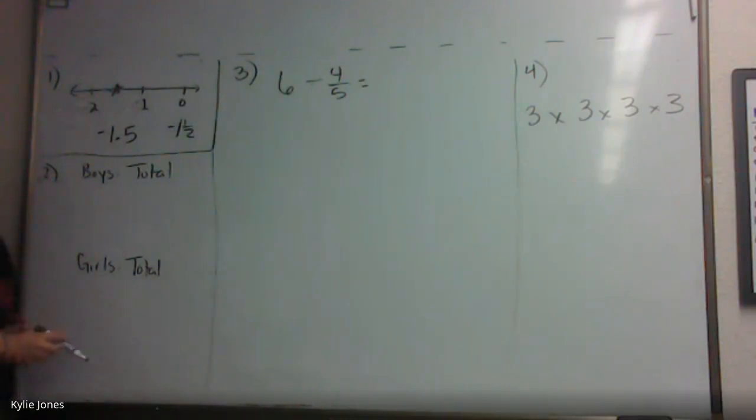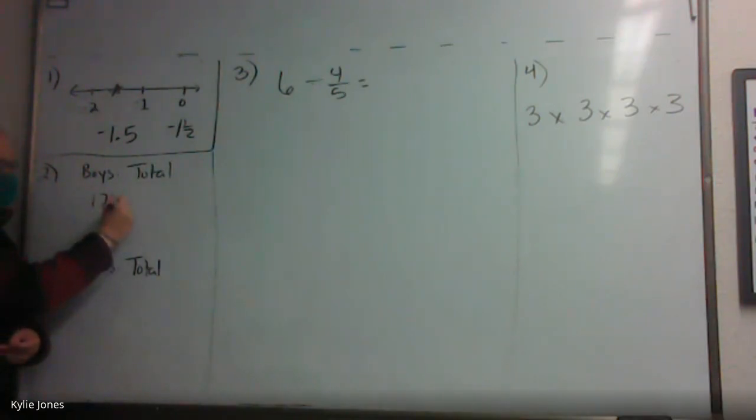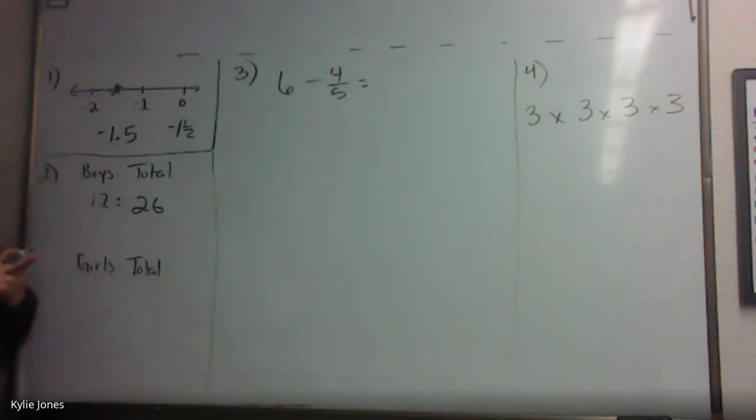Number 2, this time we're writing some ratios. We're writing the ratio of boys in the class to the total number of students and the ratio of girls in the class to the total number of students. How many boys were there total? 12. And then how many students total were there? 26. You need to add together the number of girls in the class to the number of boys, and you get 26 total. But we need to simplify our ratio.